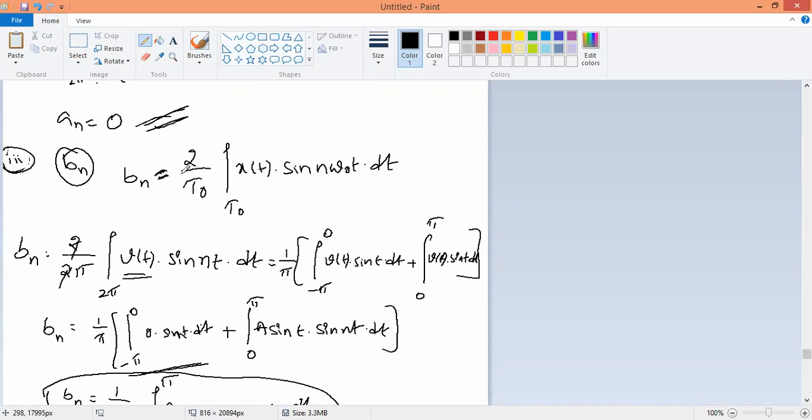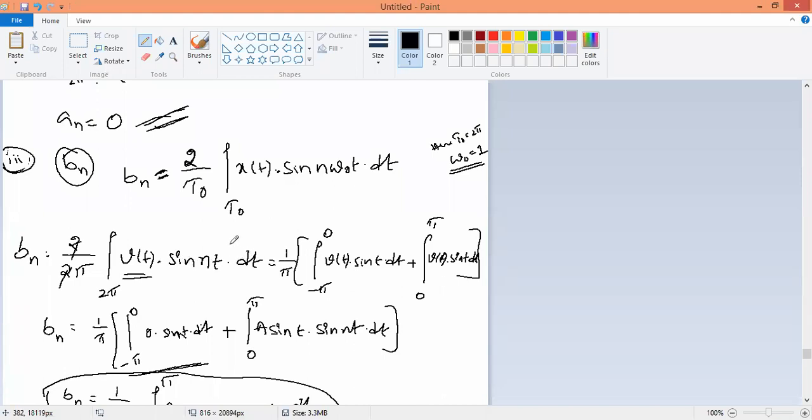Already we derived bn = 2 by t naught integral t naught x of t into sin n omega naught t dt. Here t naught equal 2 pi and omega naught equal 1. Both values substitute. Then bn equal 2 by 2 pi integral 2 pi v of t, so in this problem, the given signal is v of t into sin nt dt.